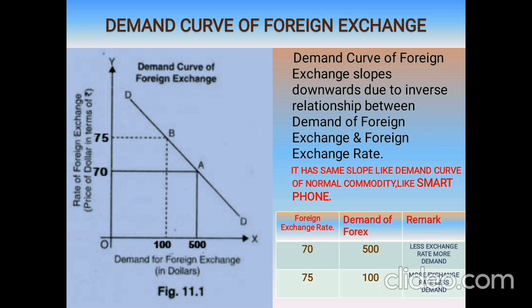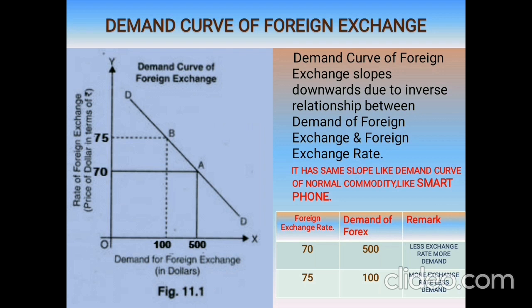Or we can see it in the schedule. When the foreign exchange rate is 70, the demand of foreign exchange is 500. So less exchange rate, more demand. If the rate of 70 is increased to 75, the demand of foreign exchange decreases to 100. More exchange rate, less demand. So this is all about the demand curve of foreign exchange.